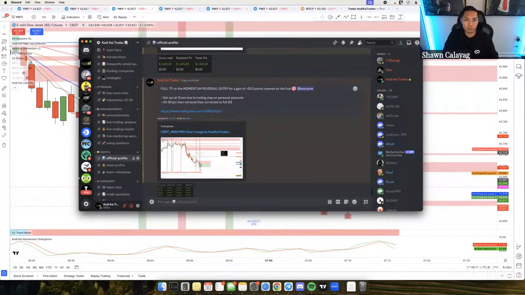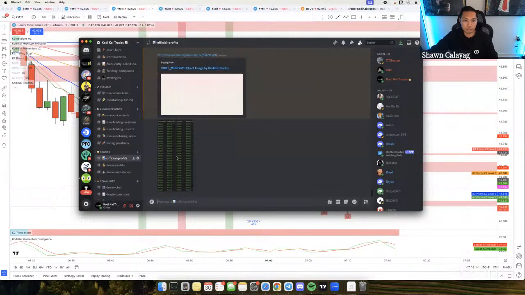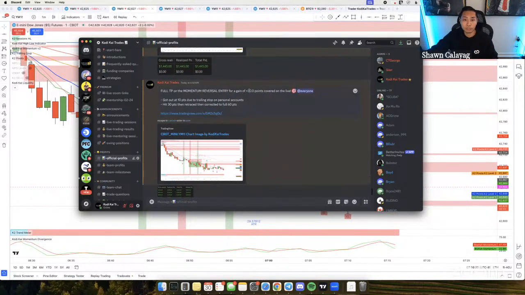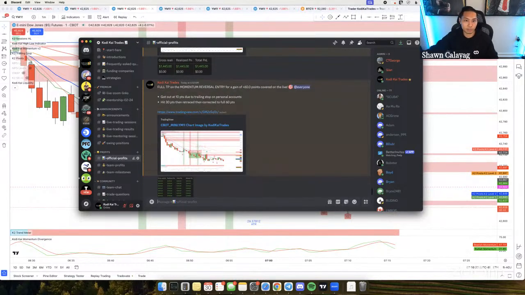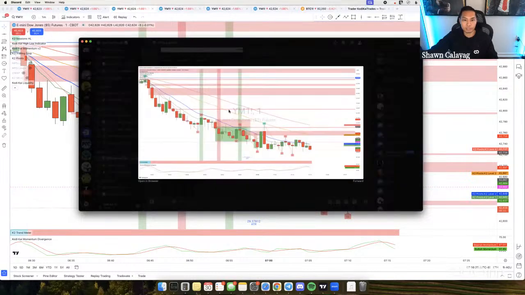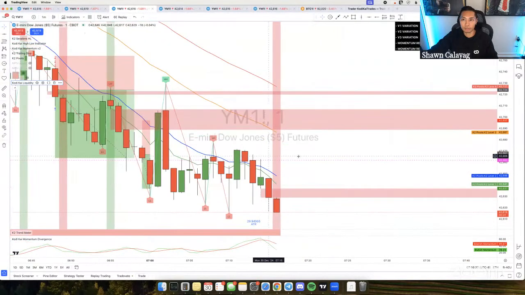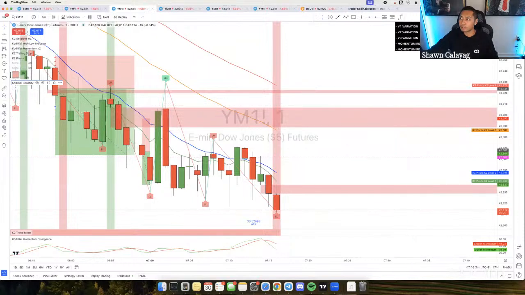I'm just putting notes here, so if you guys ever are curious about this entry, like how it moved and stuff like that. I put the full TP hit here for 60 points. But what happened here is I got out at 10 points. That's why my profits are different. It hit 30 points, retraced, and it corrected back to the 60 points right there. And you can see from the markup what happened there as well. So we got price coming back down right here.